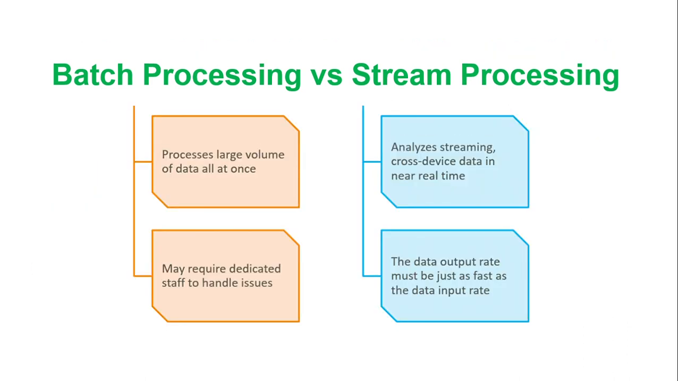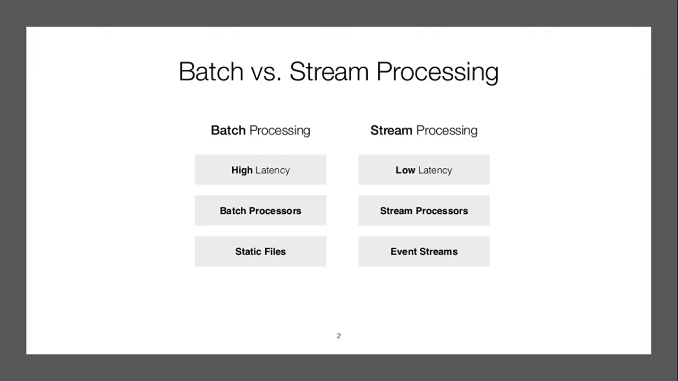Batch processing processes a large volume of data all at once, and it may require dedicated staff to handle issues. In the case of stream processing, it analyzes streaming cross-device data in near real time. The data output rate must be just as fast as the data input rate. So batch processing has high latency compared to stream processing, which has low latency.